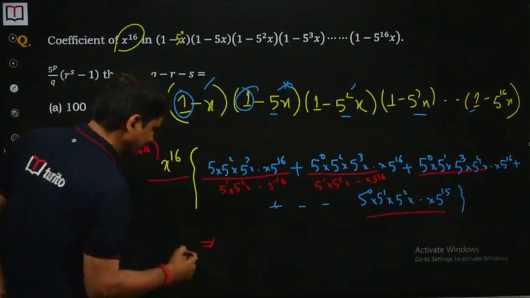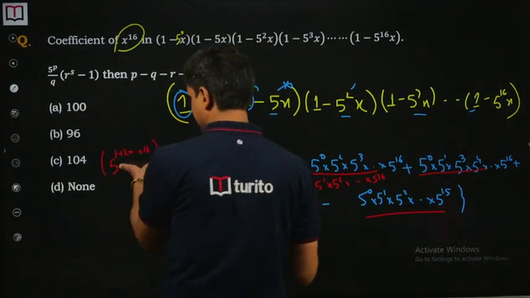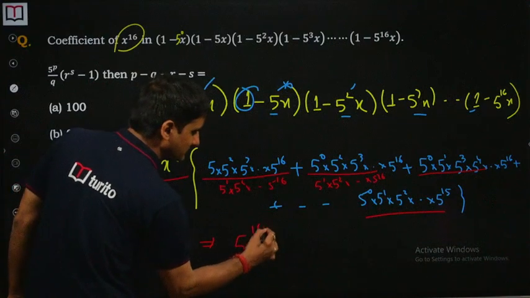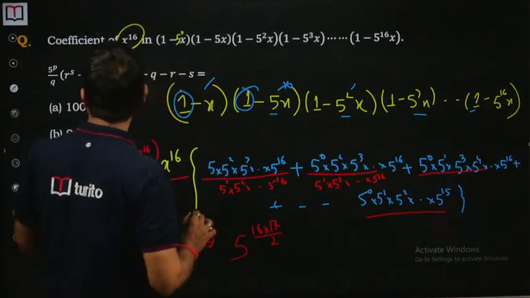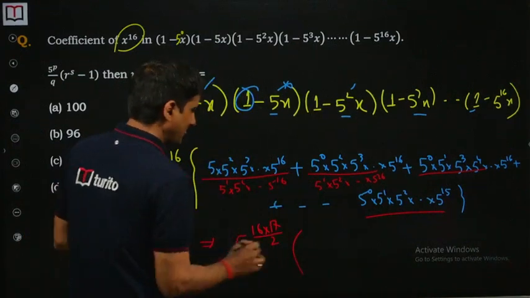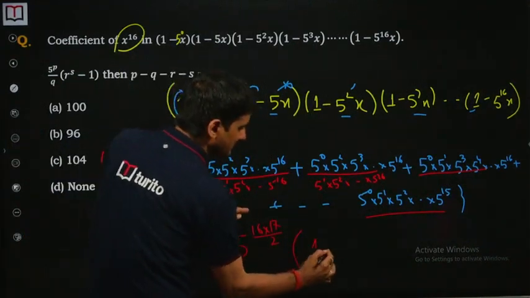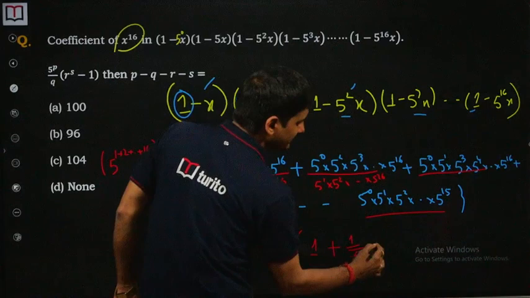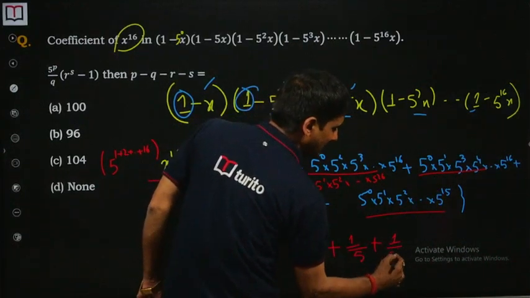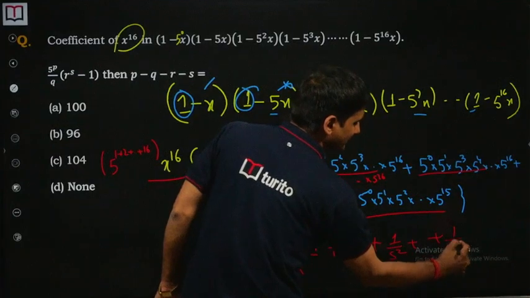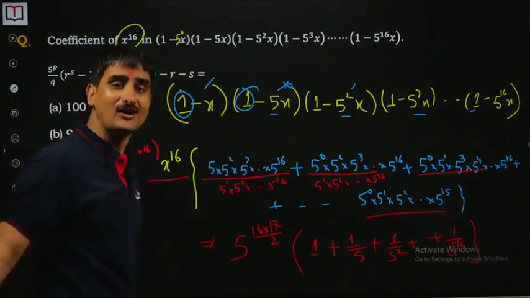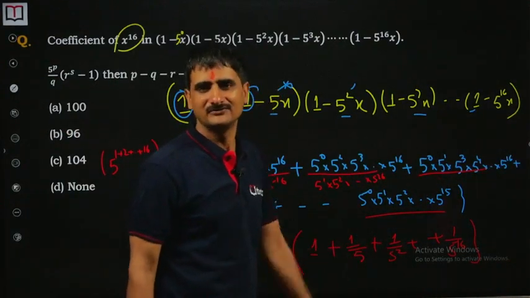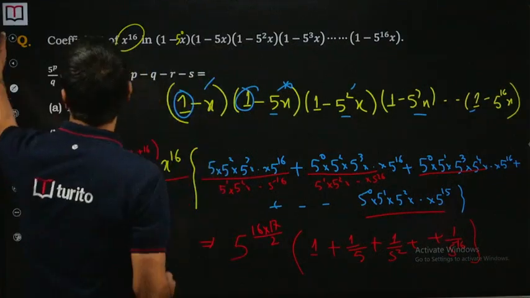See what will happen is, the sum of natural numbers in the numerator, power of 5, so it is n into n plus 1, 16 into 17 by 2. We need the coefficient here, into 1 plus 1 by 5, 1 by 5 square, and the last one is 1 by 5 raised to power 16. What did we get? We got a GP whose common ratio is 1 by 5, number of terms are 17, and then use it, compare it, and you have the answer.